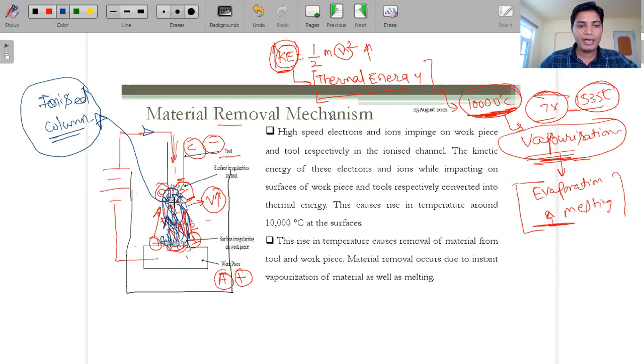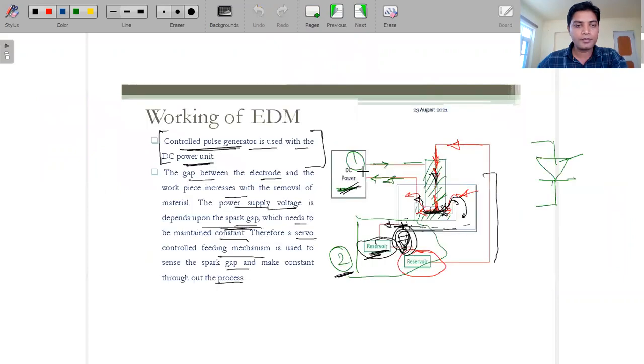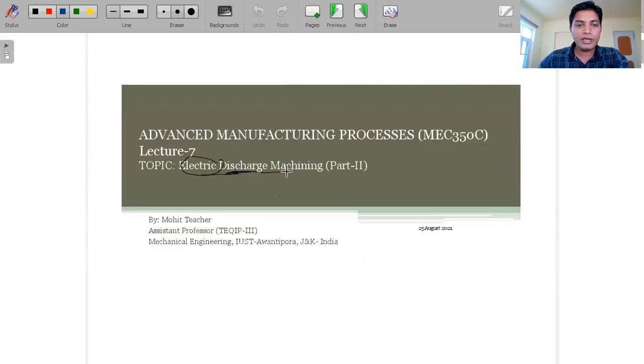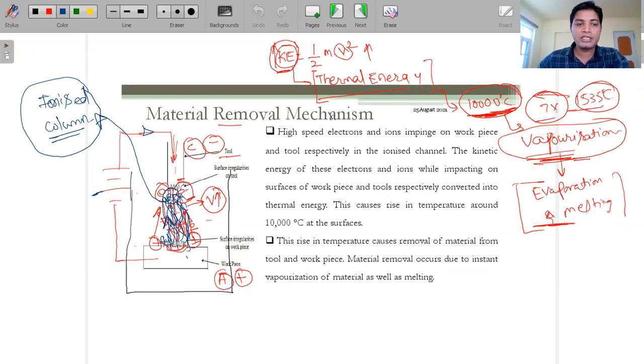Now as the ionized column is formed, yesterday we discussed this point, and I told you that in the next class I will discuss that a controlled pulse generator is used with the DC power unit. So here, as I mentioned, we are using this DC power unit, but this DC power unit is connected at the back to the controlled pulse generator.